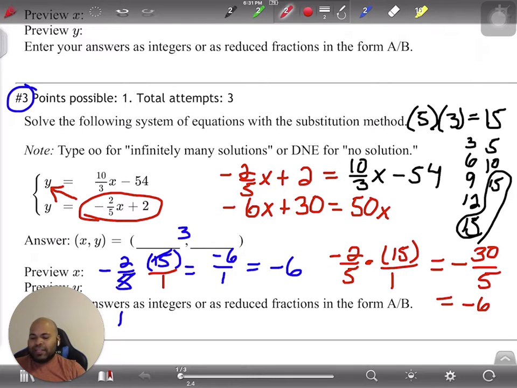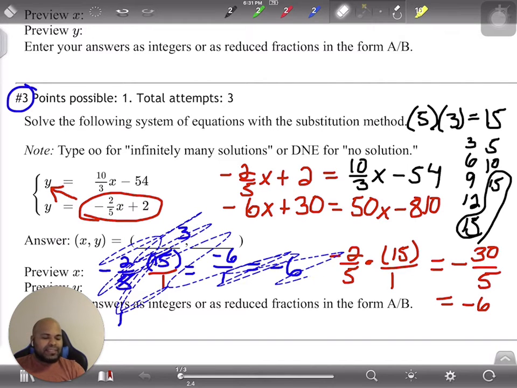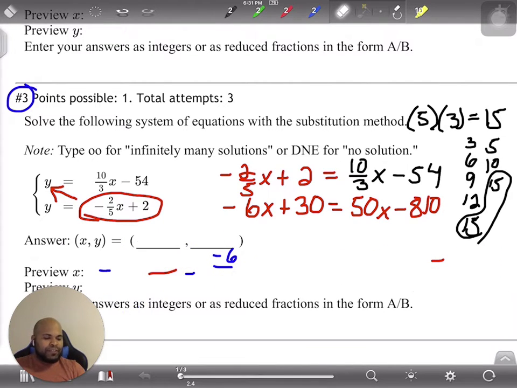And then I'm going to use my calculator real quick. 54 times 15, because that's a big number, that's 810, so minus 810. So what I did is that I multiplied every single term by 15. That way I was able to cancel all the fractions, and now I don't have any fractions.